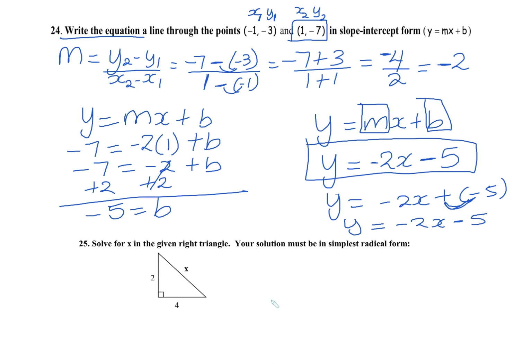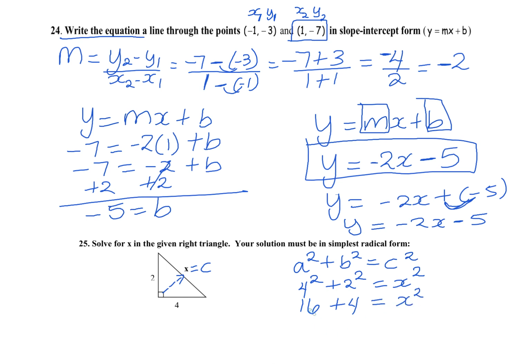25 is our Pythagorean theorem. Notice you have the right triangle. They want you to solve for x. My right angle is pointing to the x, so I know my x here is my c. Remember the formula is a squared plus b squared equals c squared. And the 2 and the 4 are your legs. So here this would be 4 squared plus 2 squared equals x squared. 16 plus 4 equals x squared. 16 plus 4 is 20 equals x squared.